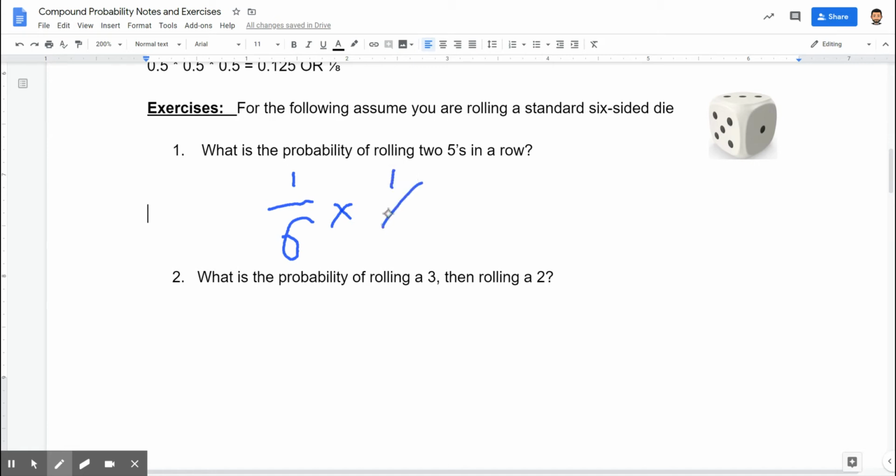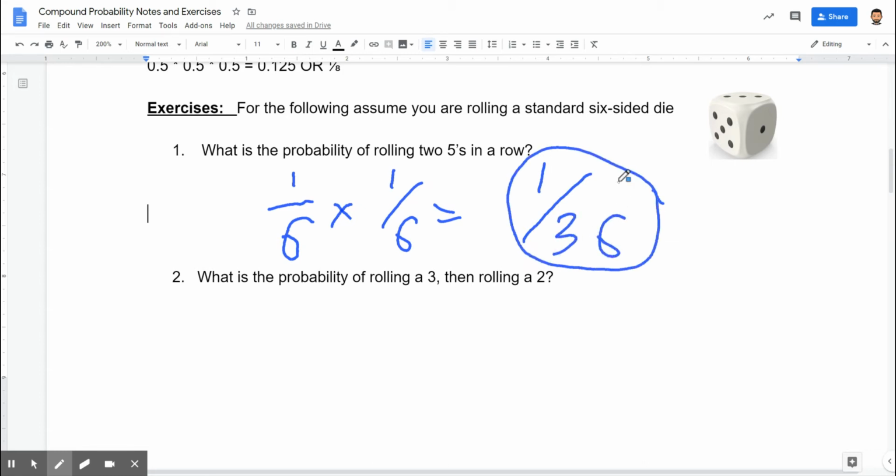Probability of getting another is also 1 out of 6. Therefore, the total probability is those multiplied together. 1 times 1 is 1. 6 times 6 is 36. So your overall probability is 1 case out of 36.